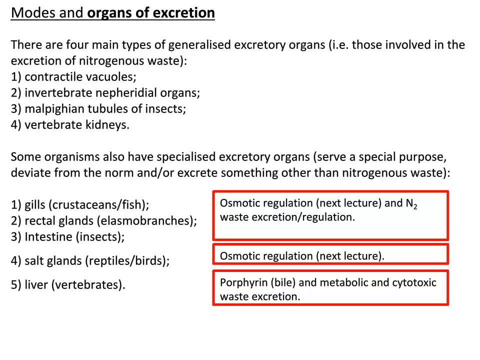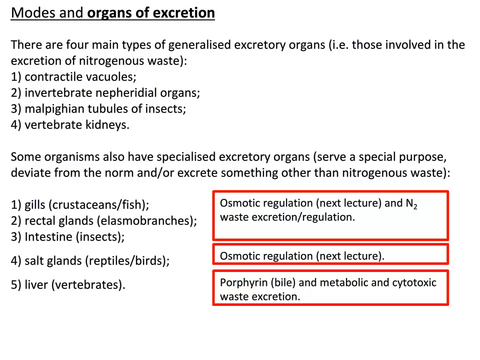So when we look at excretory organs, we talk about nitrogenous excretory organs and excretory organs that will excrete another waste metabolite, but not necessarily nitrogenous. So we've got 4 types of main generalized excretory organs, and those that are mainly concerned with excreting nitrogenous waste. So we've got contractile vacuoles, which you're going to see in simple organisms, single cell organisms particularly, invertebrate nephridial organs, so we're obviously talking about lower orders, Malpighian tubules of insects, so we're getting more complicated, and then the pinnacle of excretory evolution, the vertebrate kidney.